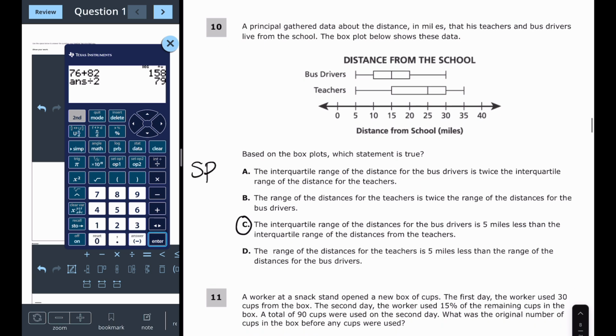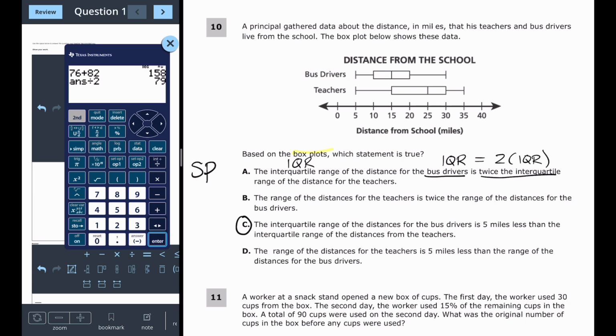And here I have a box and whisker plot. It's sometimes called a box plot, which is called here. I call it box and whiskers because these look like whiskers to me. All right, so we're going to try and figure out which statement is true about the distance in miles. And as I'm reading through them, because I can't do anything till I can just go through the problem first, and I'll start eliminating. So the first one, it says the interquartile range, so my IQR for bus drivers is 2 times the IQR for teachers. So is the first IQR 2 times bigger than the second one?